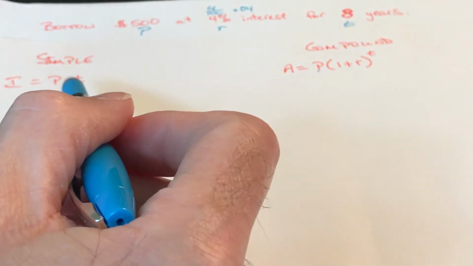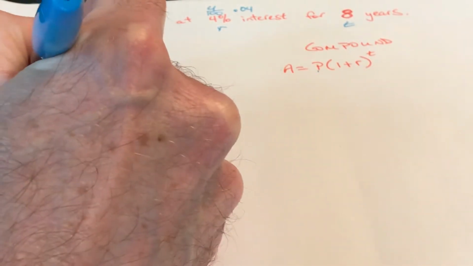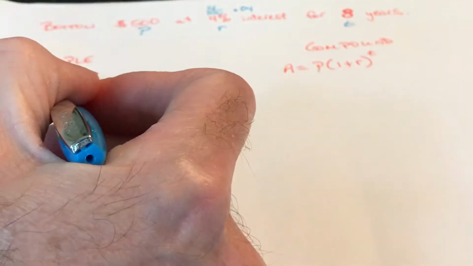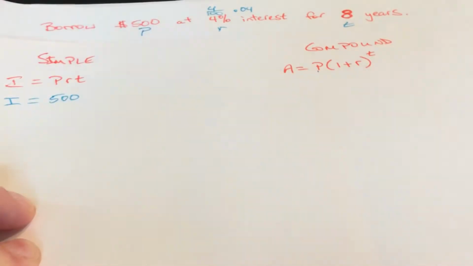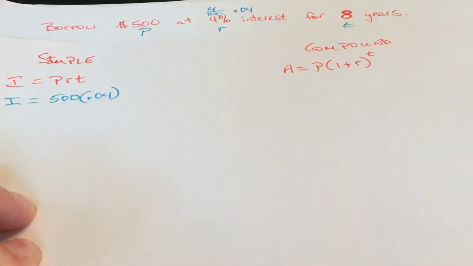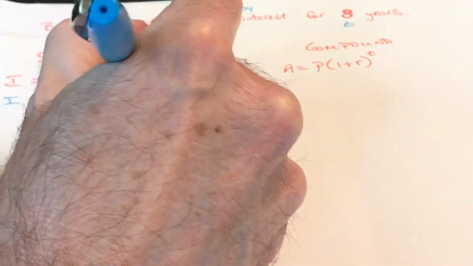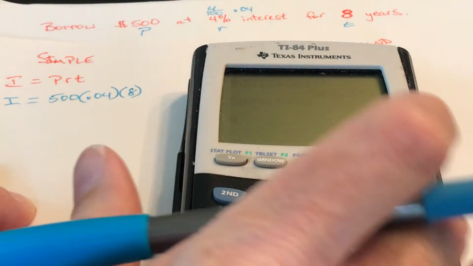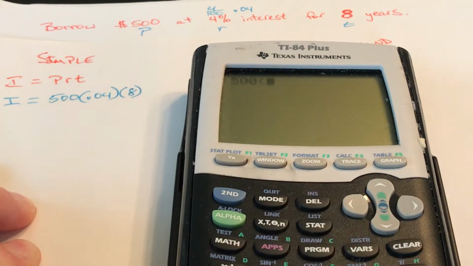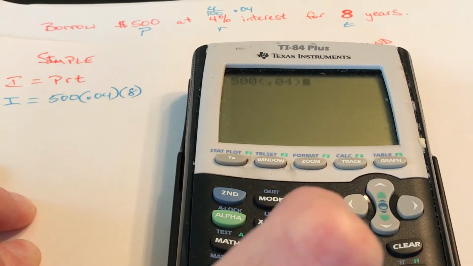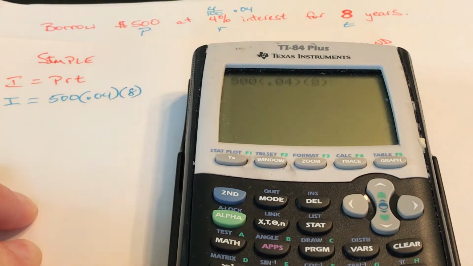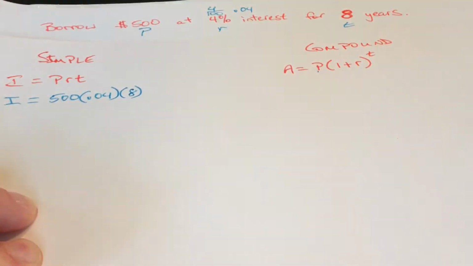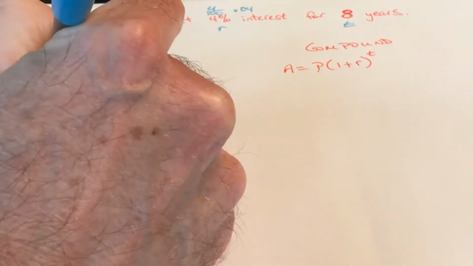Simple interest formula, all you do is substitute your values into the formula, hit enter, and you're done. So our interest is going to be equal to our principal of 500 times our rate of 0.04, or 4%, times our time of 8 years. And then we can just type this into our calculator. So 500 times 0.04 times 8, and we get an interest of $160.